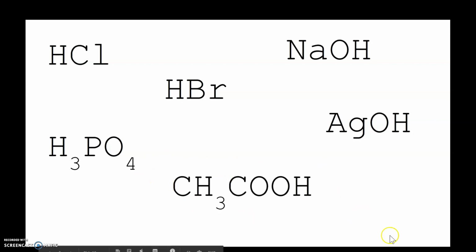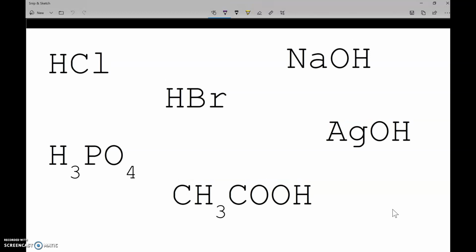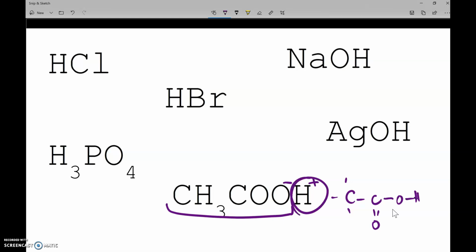Right here, this one's kind of tricky. This is actually an acid, and the reason why is because you've got the hydrogen here, and this part right here is called acetate. It's a polyatomic ion. The only reason the hydrogen's in the back here is because of our Lewis structures. When we draw out this structure, this last hydrogen is placed on the end to help draw out the Lewis structure. So this is called acetic acid, and the common name for this is vinegar. Okay, so that is an acid.